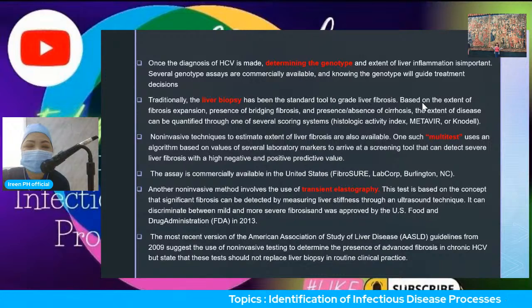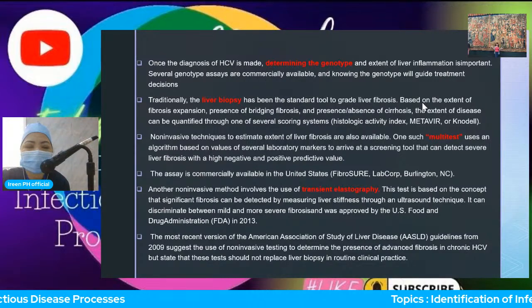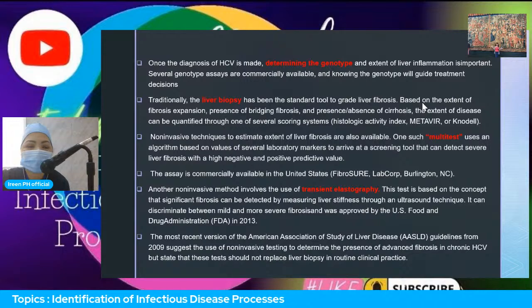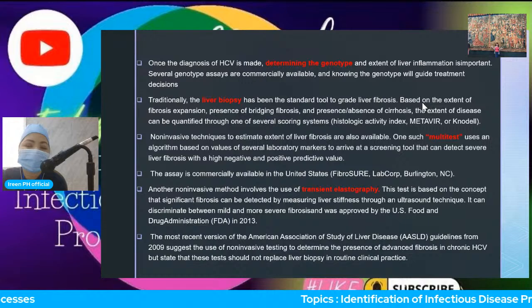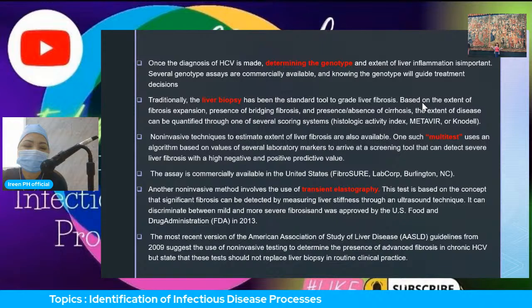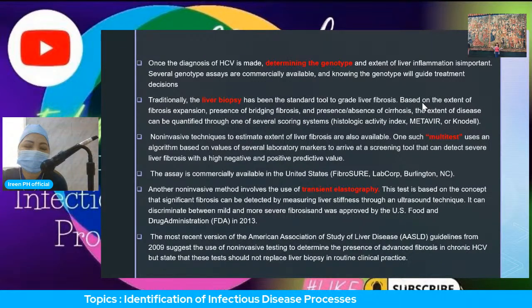Once the diagnosis of Hep C virus is made, determining the genotype and extent of liver inflammation is important. Several genotype assays are commercially available, and knowing the genotype will guide treatment decisions. Traditionally, the liver biopsy has been the standard tool to grade liver fibrosis based on the extent of the fibrous expansions, presence of bridging fibrosis, and presence of cirrhosis. The extent of disease can be quantified through one of several scoring systems.